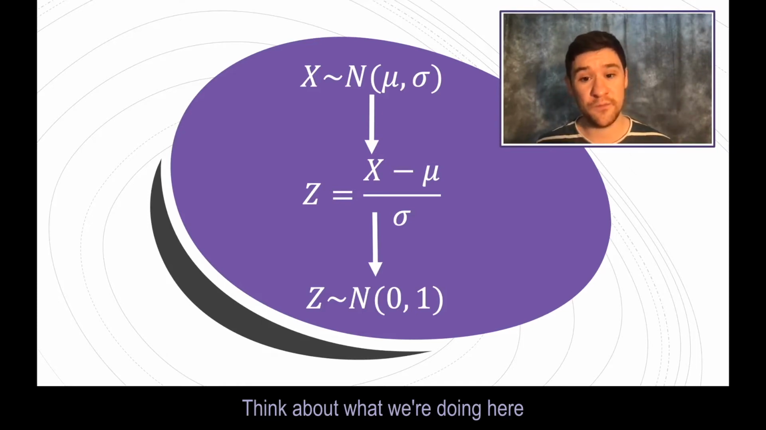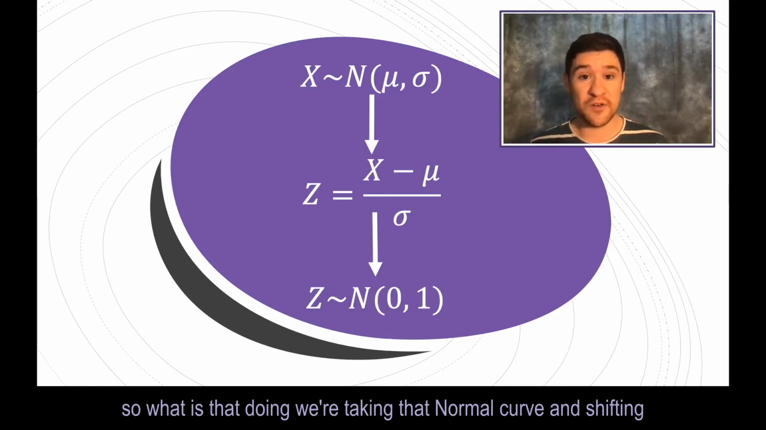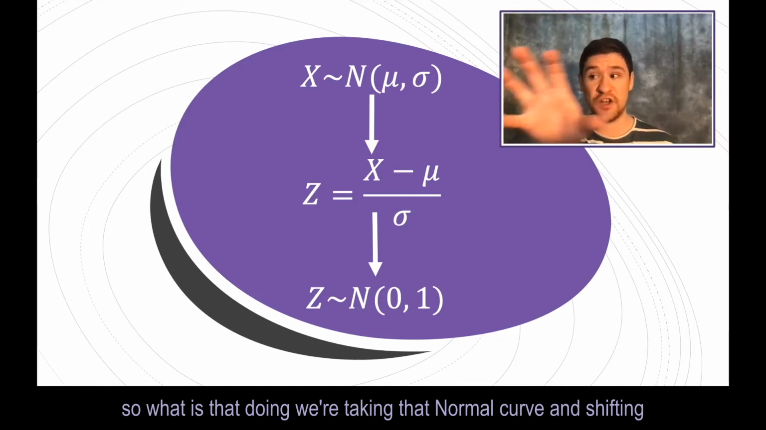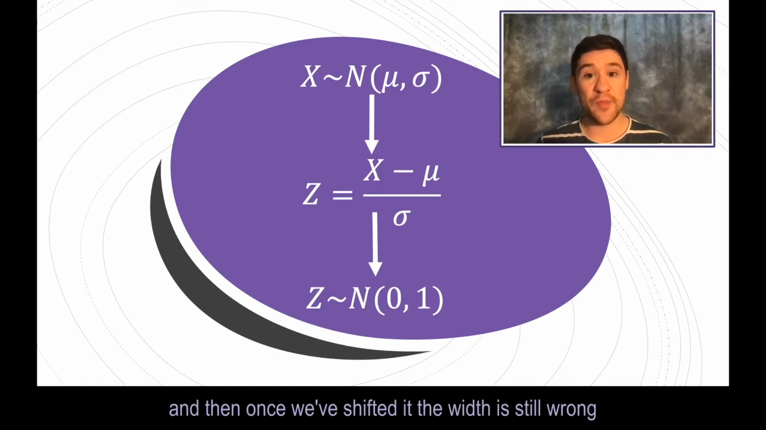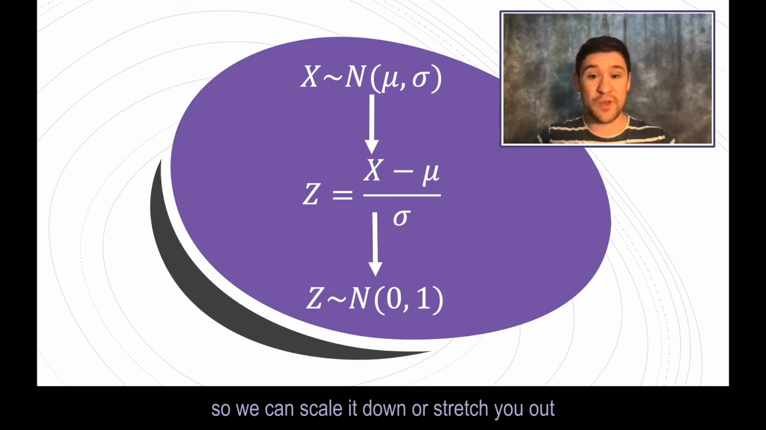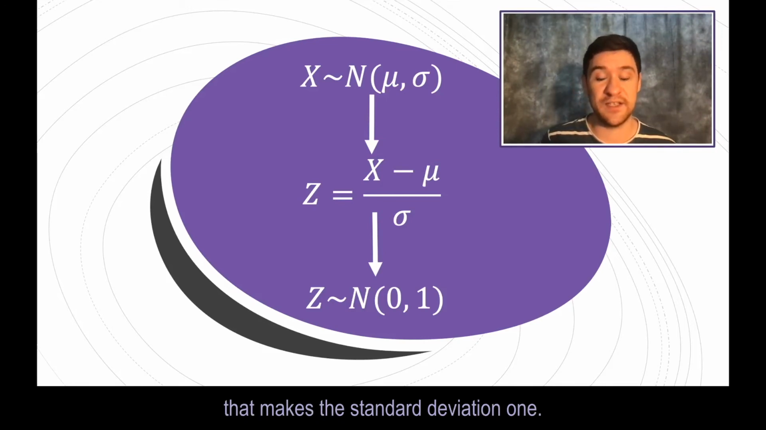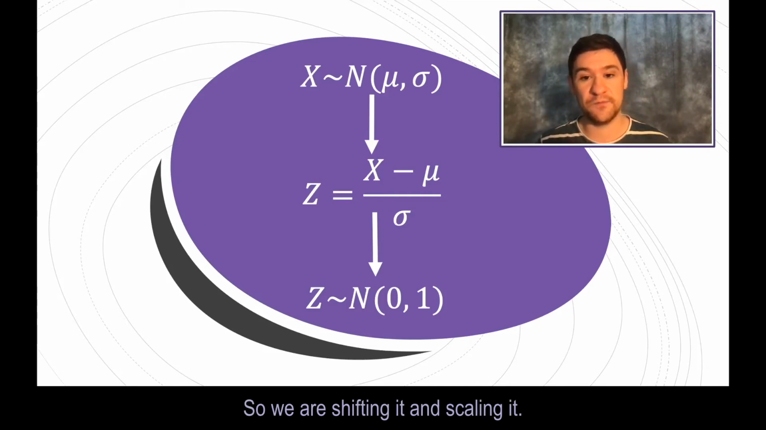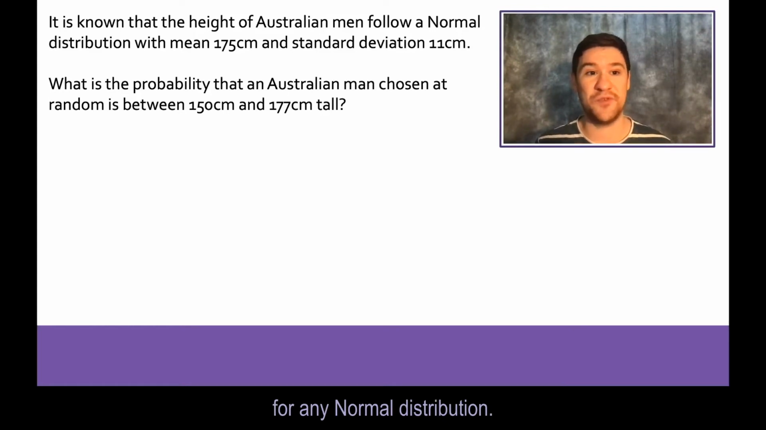Think about what we're doing here. We are taking mu away, we're taking the mean away. So what is that doing? We're taking that normal curve and shifting it along the x-axis to 0. And then once we've shifted it, the width is still wrong. So we can scale it down or stretch it out by dividing by the standard deviation, and that makes the standard deviation 1. So we are shifting it and scaling it. Now we can work out any probabilities for any normal distribution.